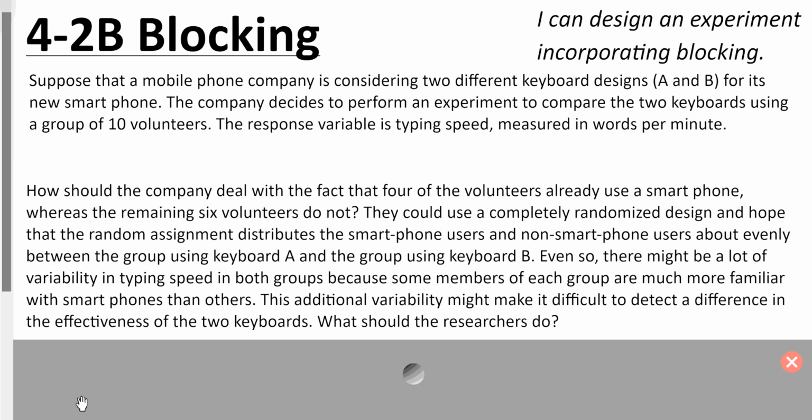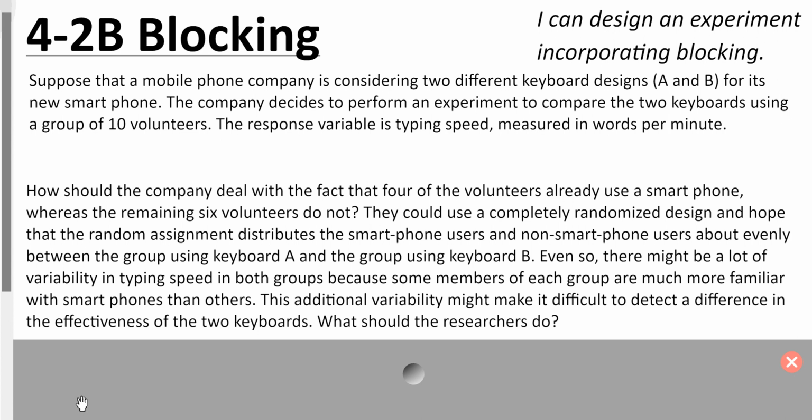Now, what actually is the best way to do this, since there are people who have cell phones already? It's kind of not fair if they already know one of the designs. Like they're already familiar with it. Their typing is going to be a lot faster. And what if they're all in the same group and it's just not accurate? In this case, we know 4 of the volunteers already use a smartphone, whereas 6 do not. They can use a completely randomized design and hope that the random assignment distributes the smartphone users and non-smartphone users evenly.